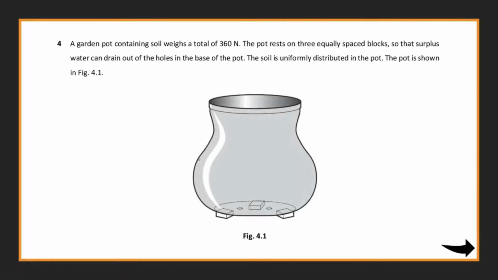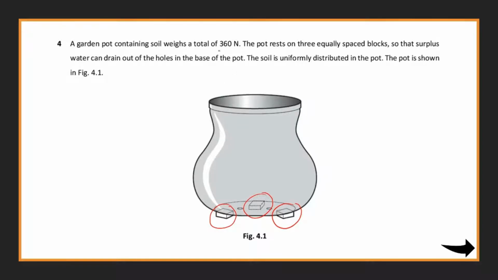On figure 4.1, we can see that the pot is supported by 1, 2, and 3 space blocks. These blocks behave as a support. That means the weight of the pot will be supported by these 3 blocks.